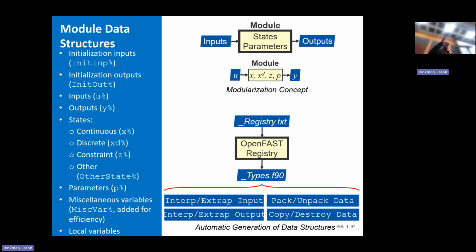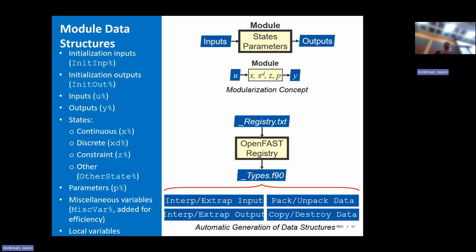First of all, when you understand the source code, you really have to understand the data structures of how the data is stored in the code. I showed these images on the top before. A module has inputs, outputs, states, and parameters, and all the variables are clearly identified as such in the code. All the states are what we call a Fortran type. So every continuous state has an X% sign, X% is a continuous state in the model. Discrete states are XD, constraints are Z.